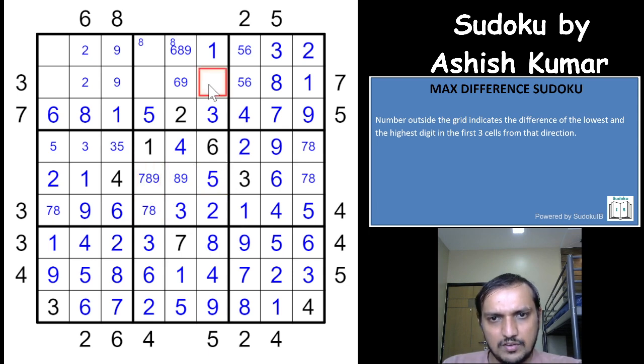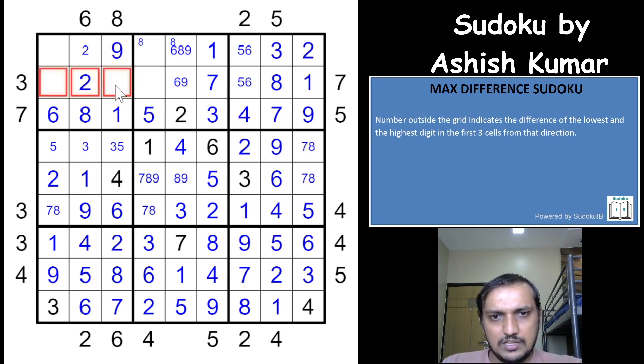So this is a 7 now, right? So now 4 and 7 are not possible. So the only possibility is 2, 5. Let me check it again. 1, 4 is not possible. 2, 5 is possible. 3, 6 is not possible. 4, 7 not possible. 5, 8 not possible, and 6, 9 possible. It has to be 2 and 5. So this is 2, that is 9.